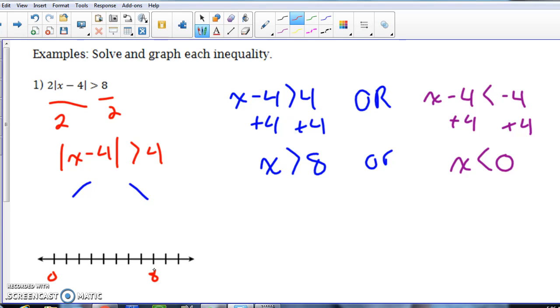But if I'm doing this, this one would be an open circle at 8 to the right. That takes care of my first piece. My second piece would be an open circle at 0 to the left.